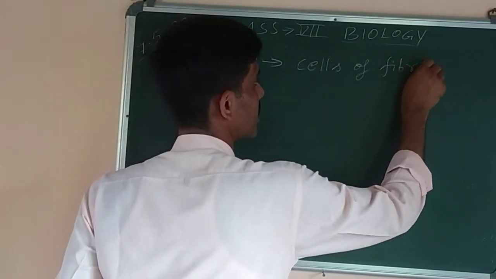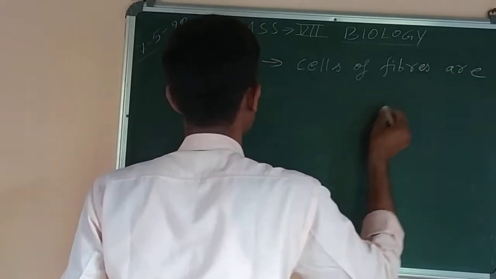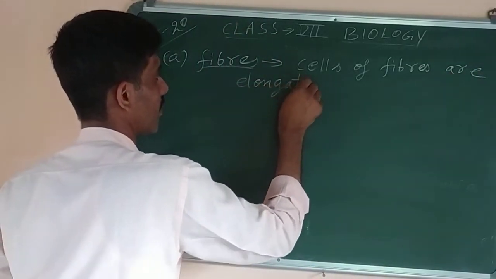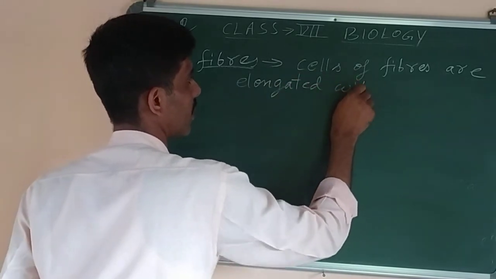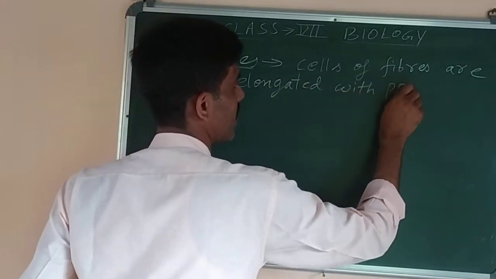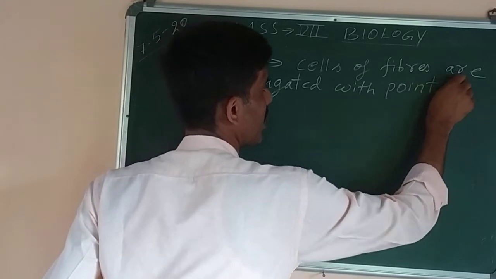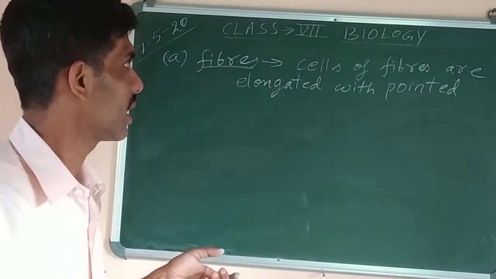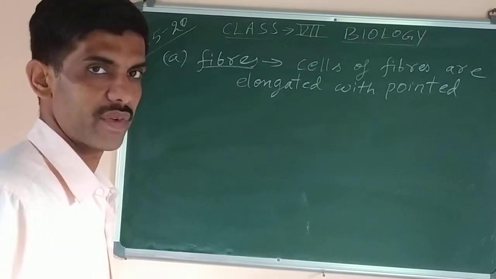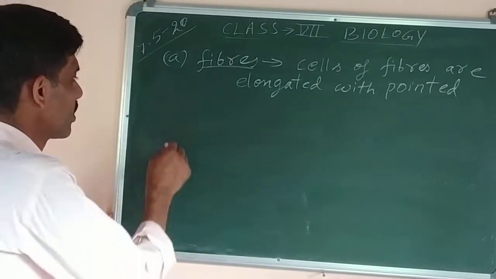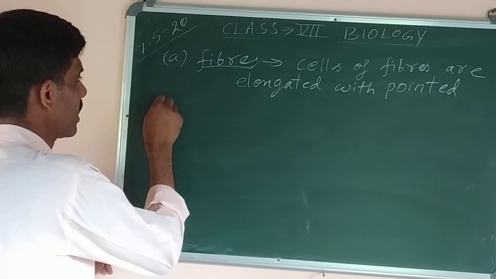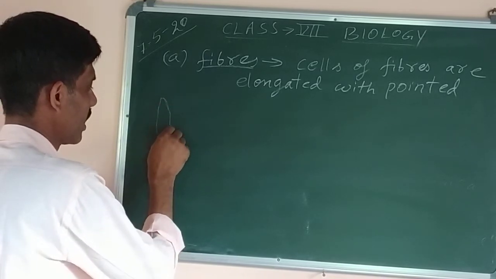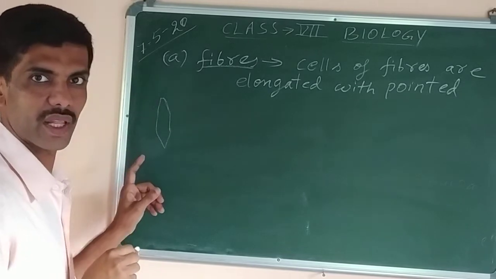Cells of fibers are elongated with pointed ends. Means the terminal part, the upper part and the lower part, is pointed in case of fiber cells. Like the diagram you can also draw, this one is pointed here at the tip. Again it is thick in the middle, pointed at the tip. This type of cell they have.